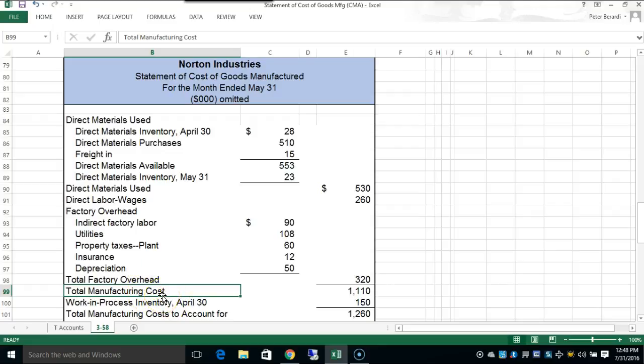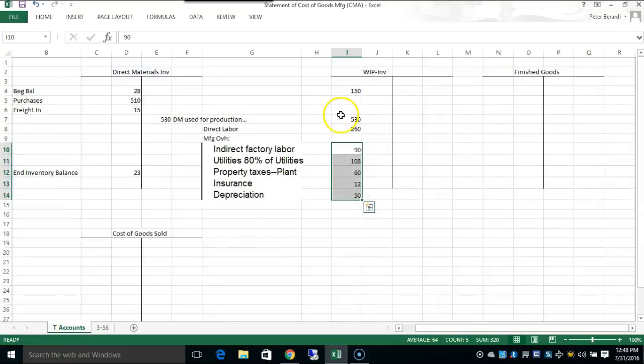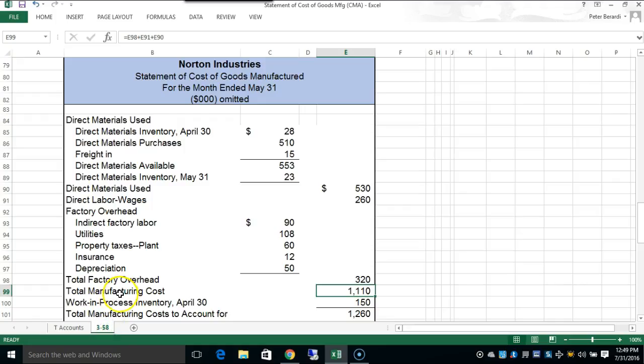Remember, this is not a GAAP statement. It's more for internal use. And it's basically designed to show the flow of costs through the inventory accounts via debits and credits. So, essentially, our total costs manufactured in the period of May is going to be 1110, which is the sum of our direct materials used plus direct labor plus all the manufacturing overhead items. So this section of your T account is going to equal your manufacturing costs incurred for the period, or total manufacturing costs.